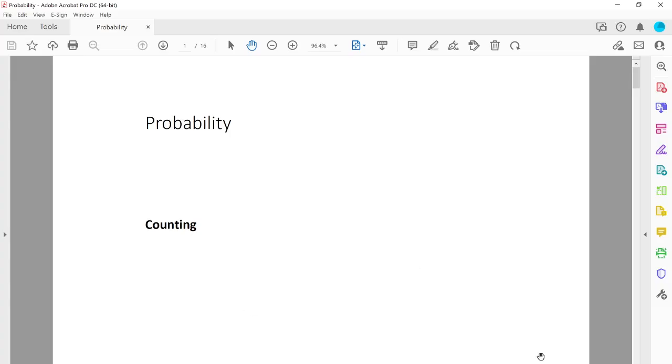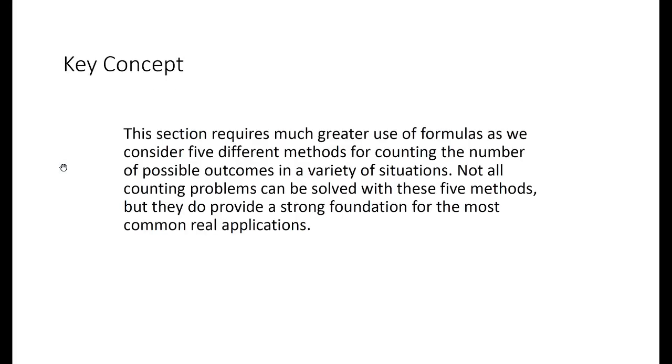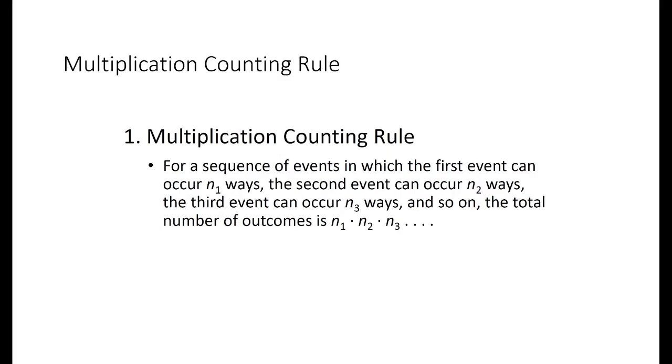Okay, chapter probability and section counting. So in this section, we're going to talk about permutation and combination problems. We're going to talk about a couple of formulas and five different methods for solving counting problems. Eventually these methods will provide a strong foundation for most common real application problems.